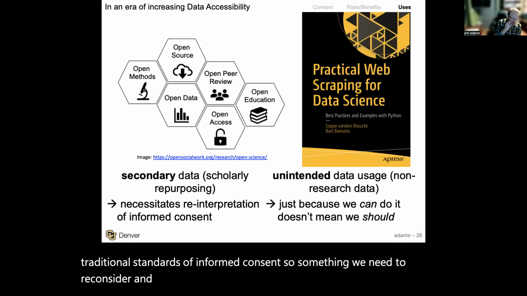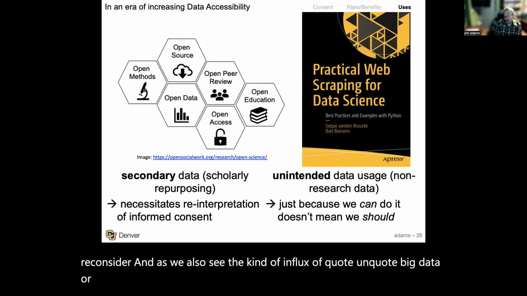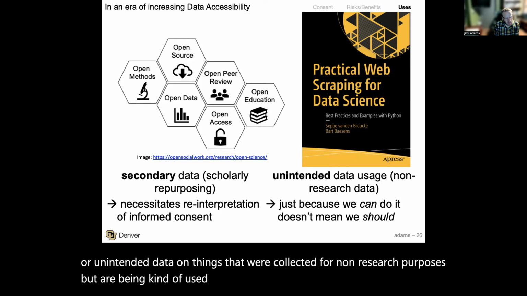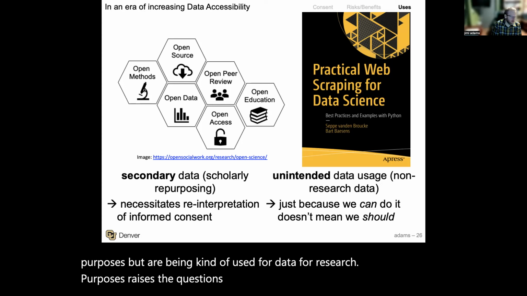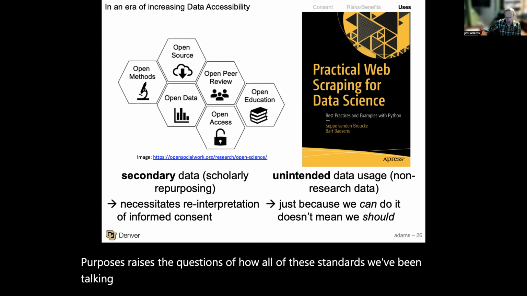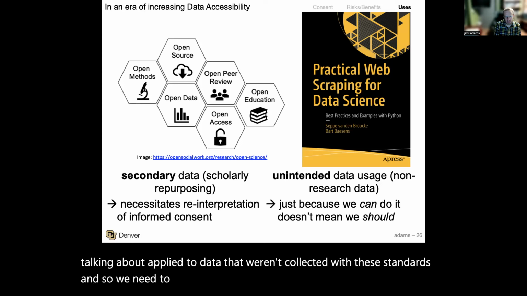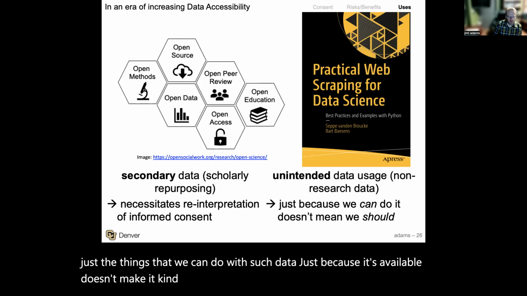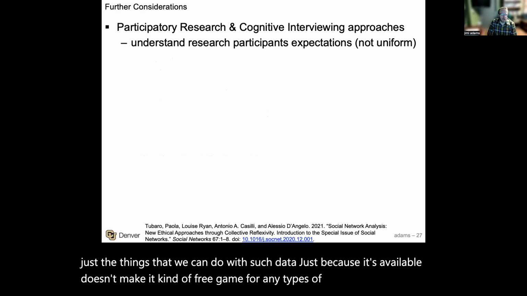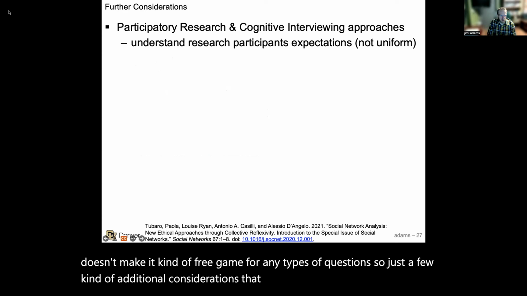And as we also see the influx of quote unquote big data or unintended data, things that were collected for non-research purposes but are being used as data for research purposes, it raises the question of how all of these standards we've been talking about apply to data that weren't collected with these standards. And so we need to evaluate things that we should do with such data, not just the things that we can do with such data. Just because it's available doesn't make it free game for any types of questions. So just a few additional considerations that I think are worth mentioning briefly.